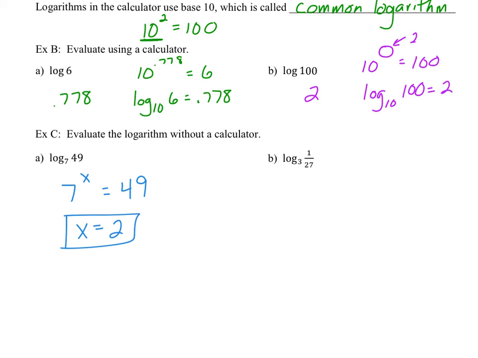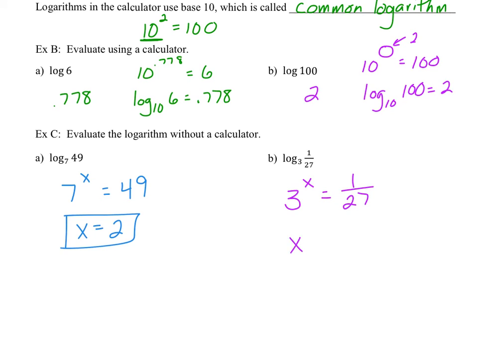All right, let's do this one over here. So 3 to some power equals 1 over 27. Okay, so this has a couple of layers. It's equal to a fraction, right? So that's kind of funky. So how do exponents tie to fractions? You should have thought of negative exponents.